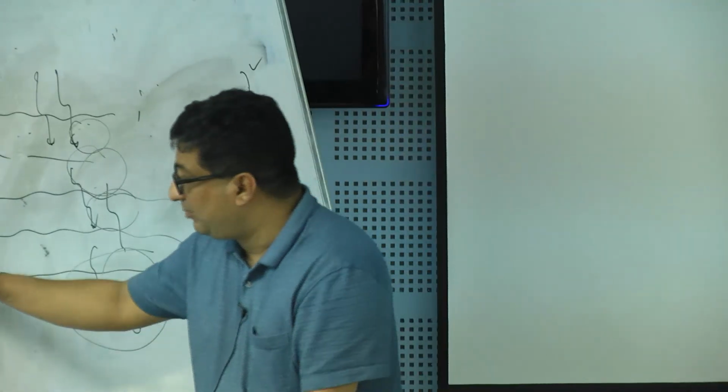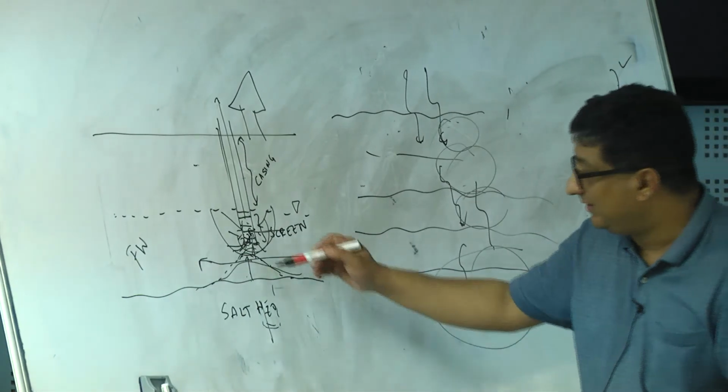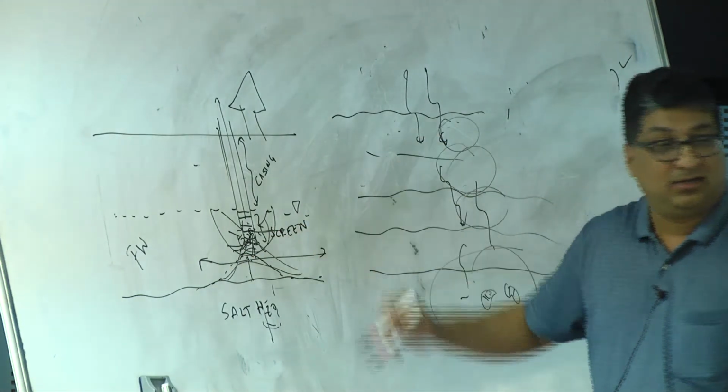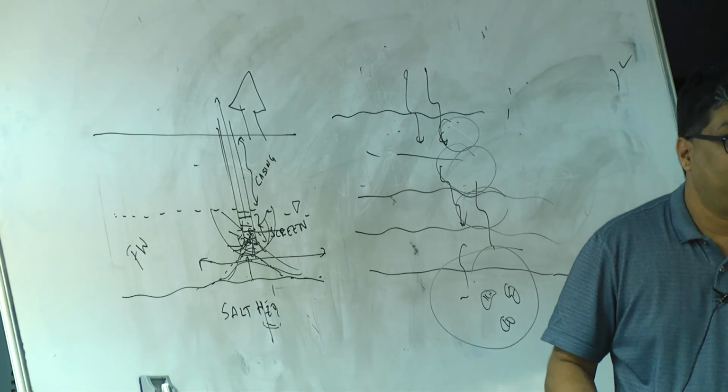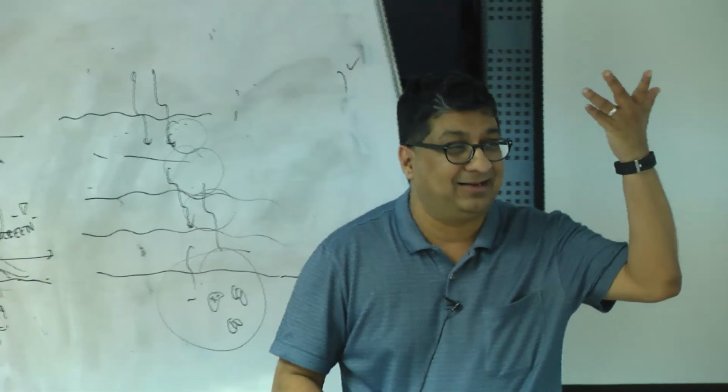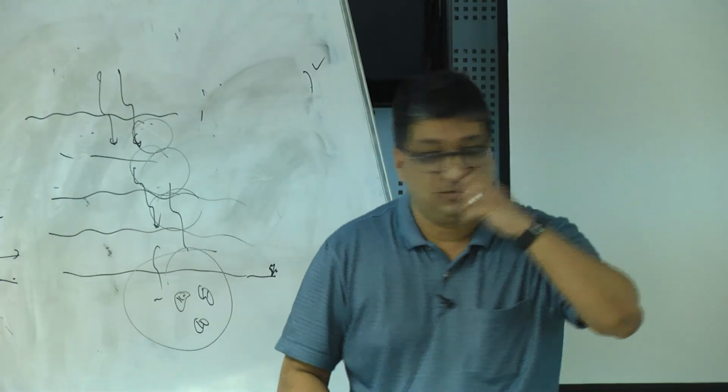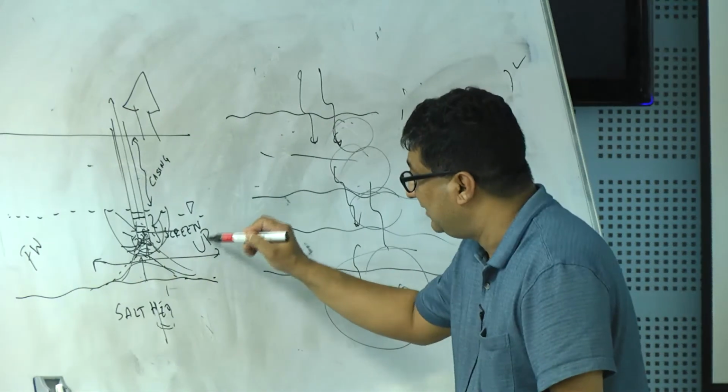So until this point, the interface is pretty stable. I can see what the interface looks like. But if it crosses a critical threshold, it becomes unstable and gets sucked into the well, and I start getting salt water. Okay. So this phenomenon is called upconing.